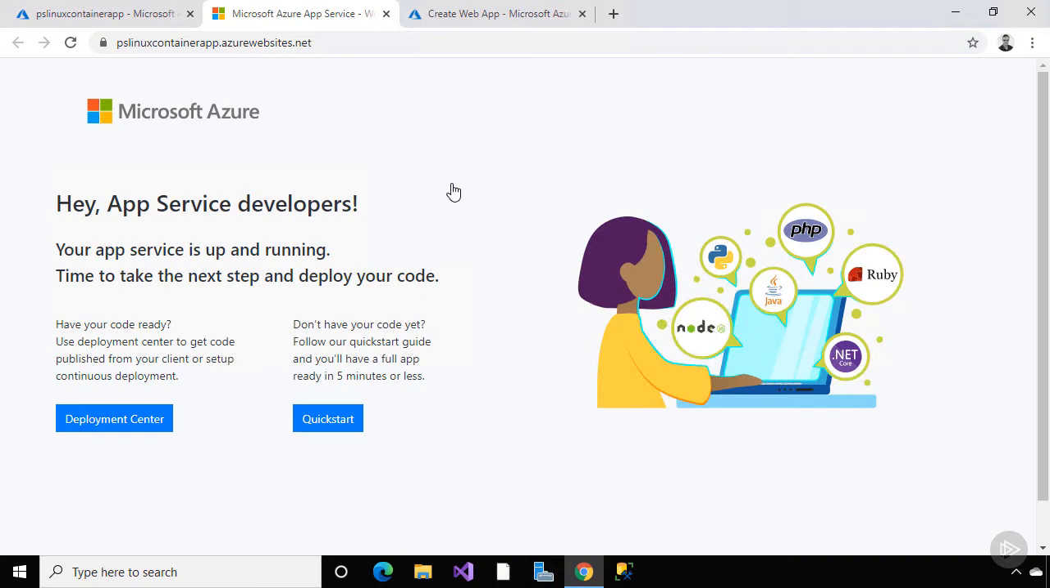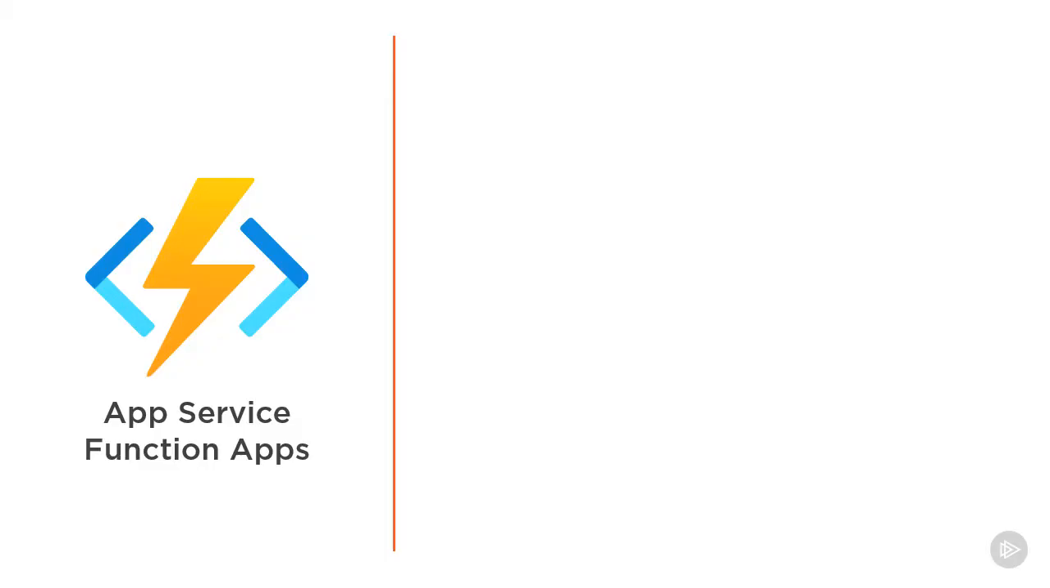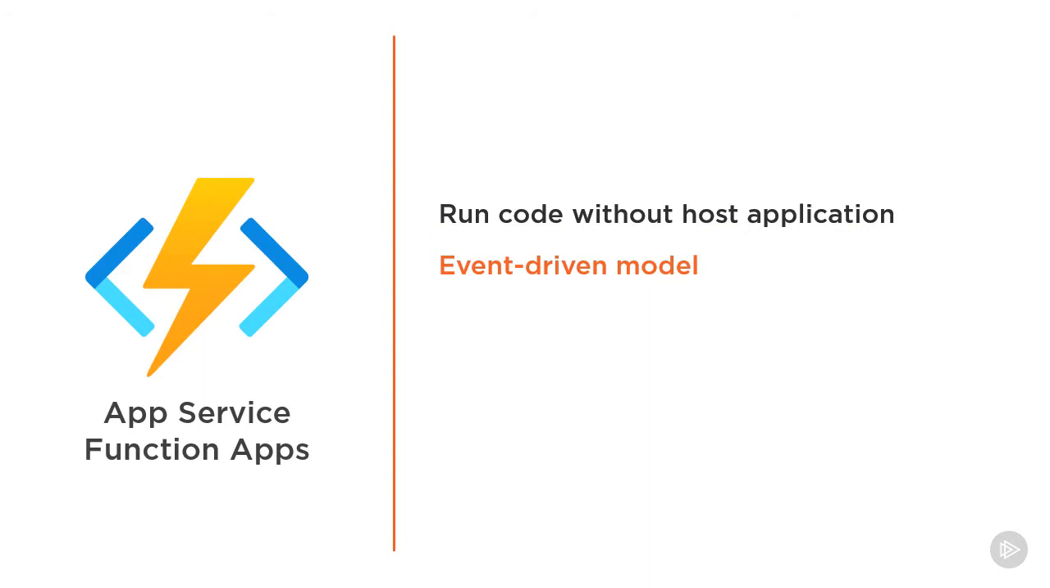Okay, next let's talk about a few more types of apps that you can host on Azure App Service. Azure Functions let you run small pieces of code, or functions, so you don't need to host a whole application. Sometimes you just need to respond to an event and process some data, and you don't want to create the scaffolding for a full application to do it.